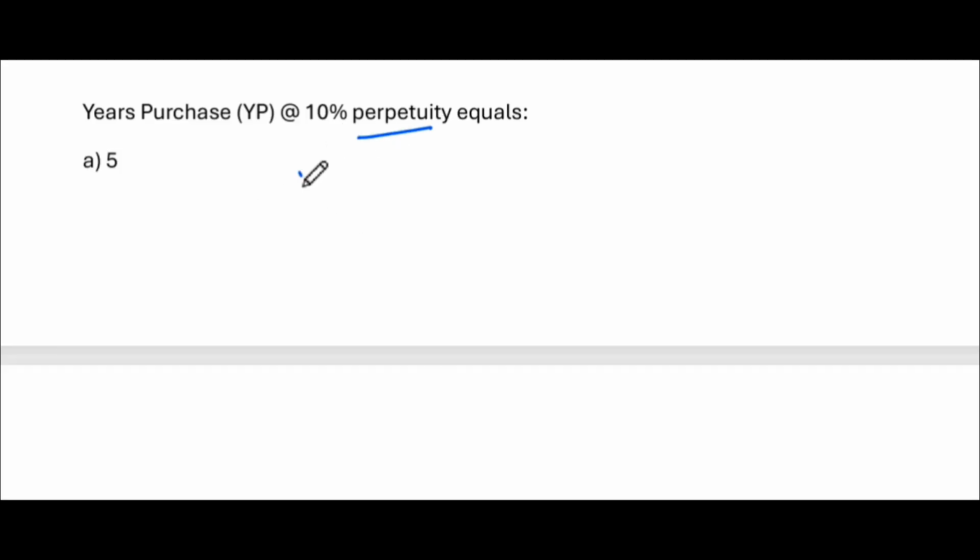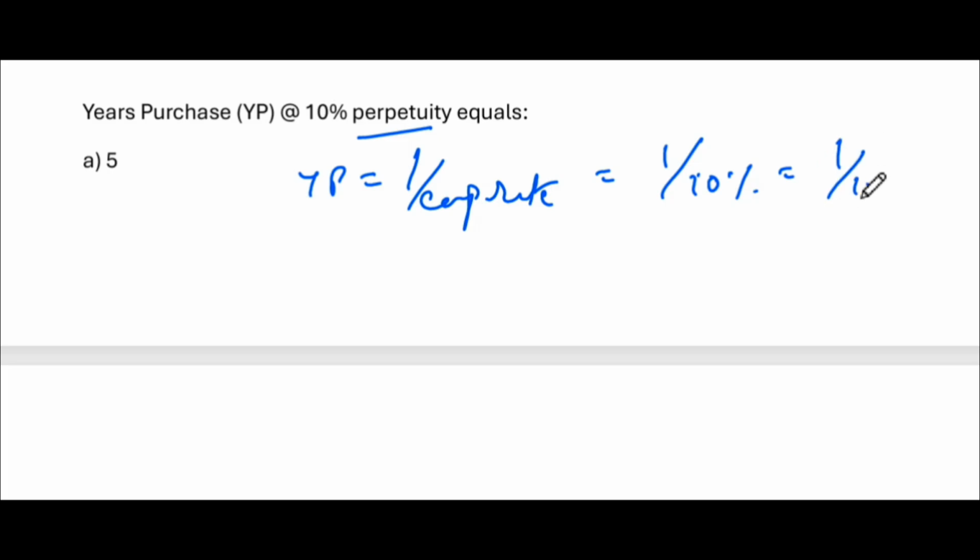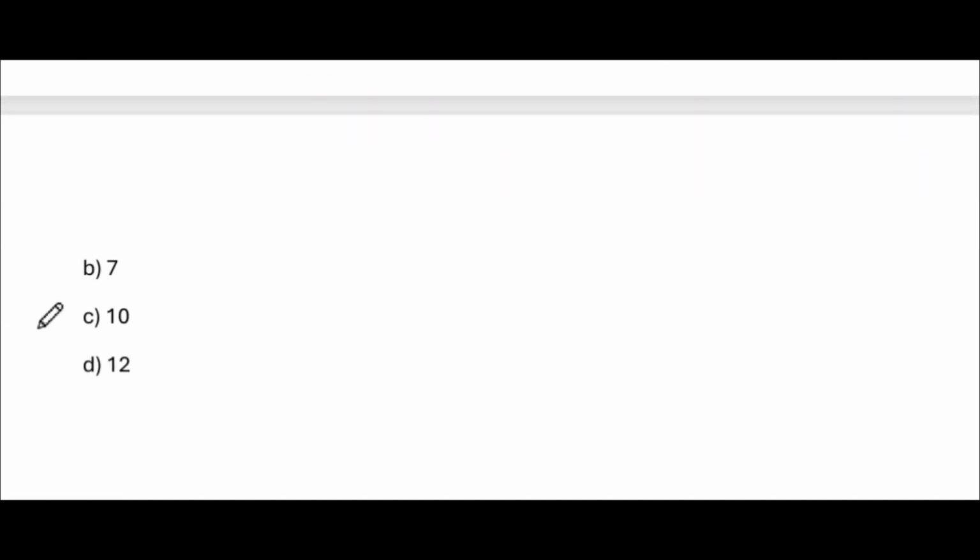In the perpetuity formula, years purchase equals 1 by cap rate. That means 1 by 10%, 1 by 0.1, it will be 10 rupees. So the value of the property years purchase is 10 rupees. Option C is correct. Okay.